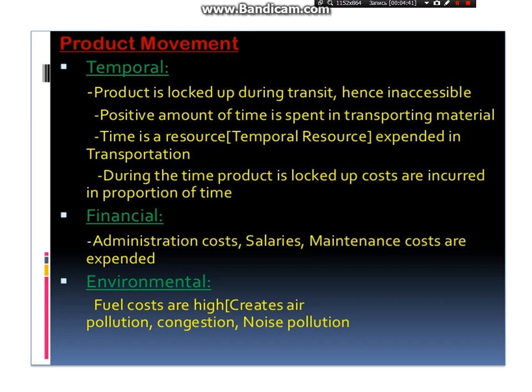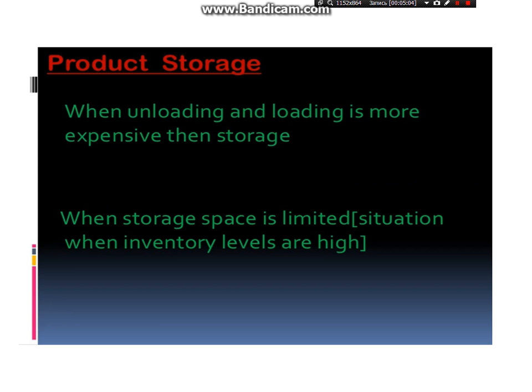And the financial product movement: administration costs, salaries, maintenance costs are expended. And environmental product movement: fuel costs are high, creates air pollution, congestion, noise pollution. Product storage: when unloading and loading is more expensive than storage, when storage space is limited, situation when inventory levels are high.